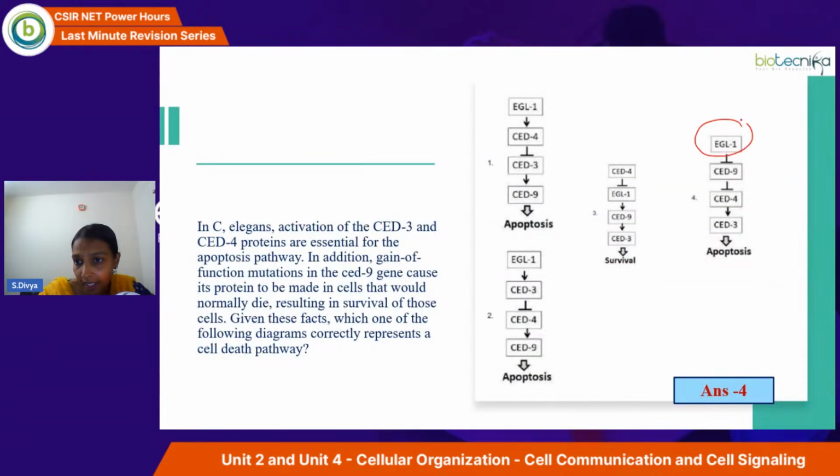Now this is a ligand that prevents the SED9 attack, which in turn activates the SED4, which in turn activates the SED3, and this leads to apoptosis. So option 4 is the correct answer.